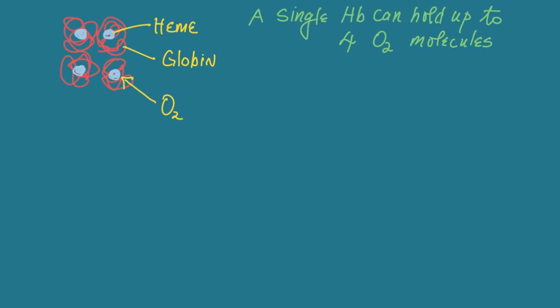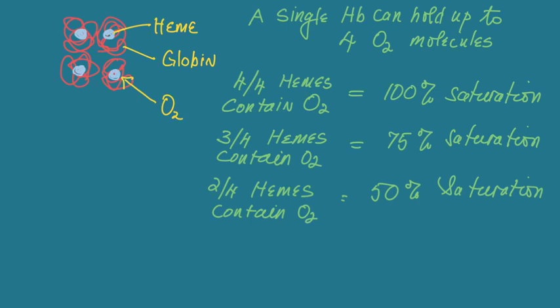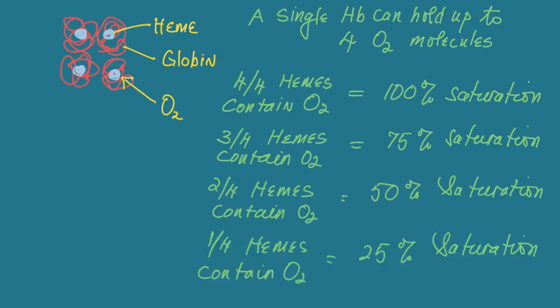If all 4 hemes are bound to oxygen, then we say that the hemoglobin is 100% saturated. If 3 out of 4 hemes are occupied with oxygen, then it is 75% saturated. If 2 out of 4 hemes contain oxygen, then the hemoglobin is said to be 50% saturated. If only 1 out of the 4 hemes binds oxygen, then it is said to be 25% saturated.